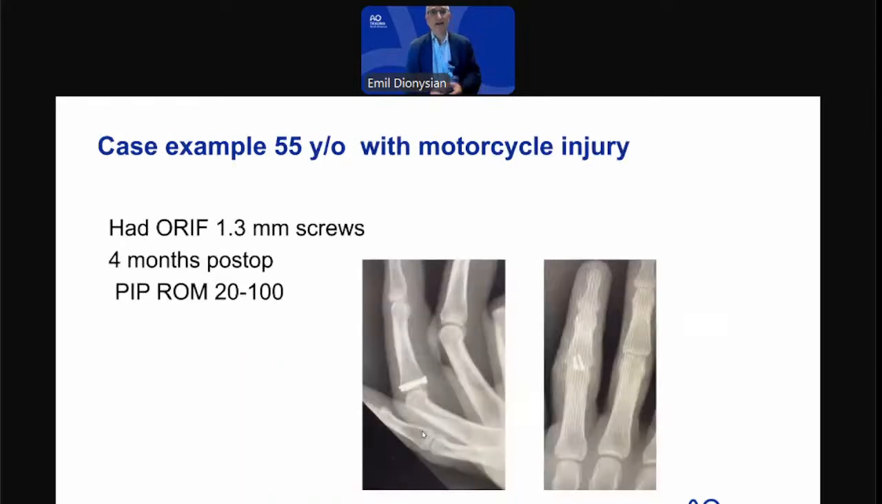So here's our patient. The 55-year-old had a motorcycle injury. We ended up doing an open reduction internal fixation with just 2 screws. And 4 months post-op, he's doing very good. He's got about 20 to 100 degrees range of motion. And I consider that a success for a case like that.